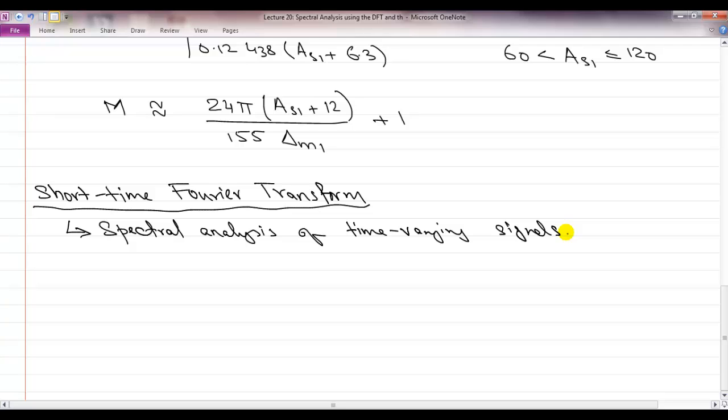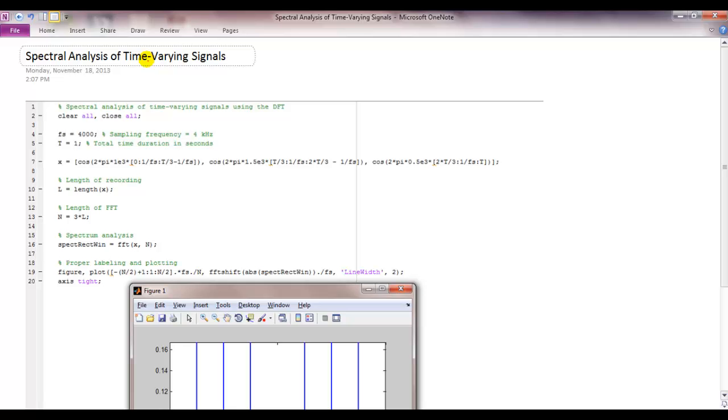For example, if you look at stock market data and there are some spikes in that data, well, you could say there are some frequencies, but when are those frequencies appearing? That time information is lost when you use the DFT. So let's take a more concrete example to understand that better.